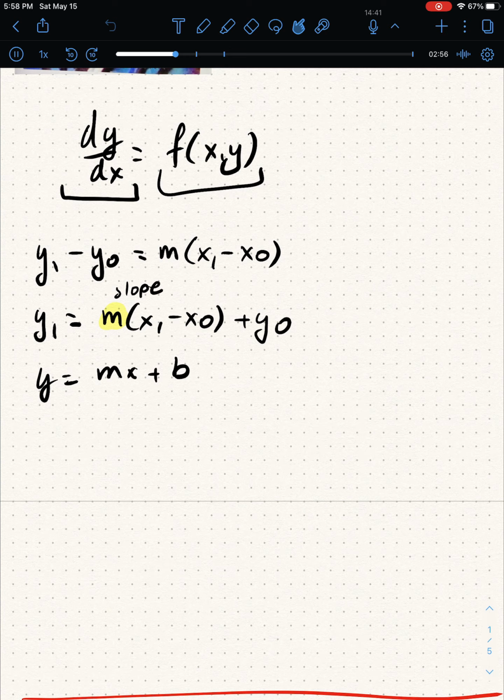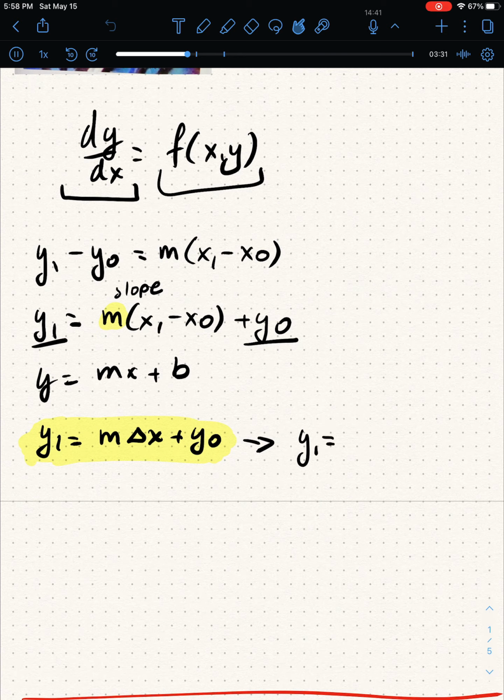x1 minus x naught essentially stands for change in x, and y naught and y1 are just the values of y. If I write this, I would get y1 equals to just slope times change in x, plus y naught. Now, this is the formula that Euler discovered, how to try to approximate the next value of y by using the previous value of y. If I rewrite this, I would say y1 would be equal to m, which is slope, which we already know is f of x y, the one that describes slope, times delta x, and then plus y naught.